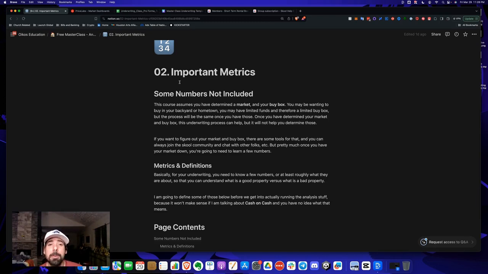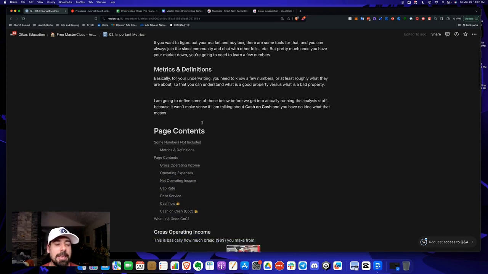Big thing though is that some of the numbers that you're going to need are not included. I'm assuming that you're coming into this course ready to buy, that you have a buy box, which is basically what you've determined you can afford. And I'll do some stuff on that later. You've also determined a market or markets that you're looking at, like Austin or Dallas. You may want to buy in your backyard or hometown. You might have limited funds or a limited buy box. But once you have those things established, this process is going to be the same no matter what. You're going to run the same types of analysis. So without further ado, let's get into it.